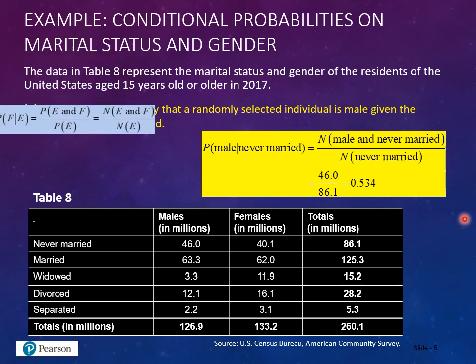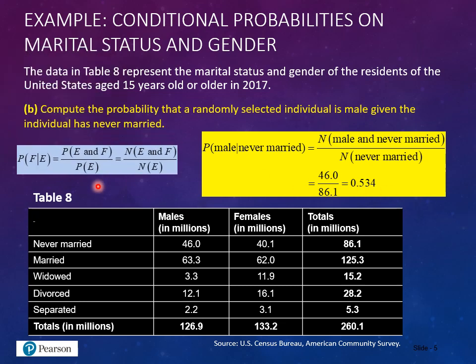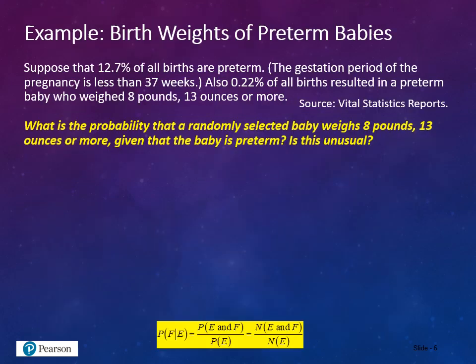Okay? So again, remember the formula: the probability of F given E is the probability of both of them, E and F, or specifically the number of outcomes or observations of both E and F, the intersection, in our case males and never married, divided by the number of outcomes of the given event, which is the second event, so the number of outcomes of E, and in this case it was never married, which is here. So make sure this formula is in your head and that you have some way of memorizing it.